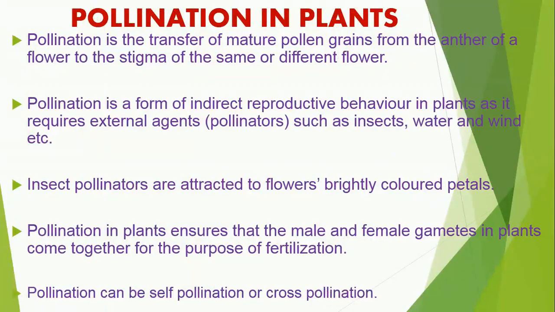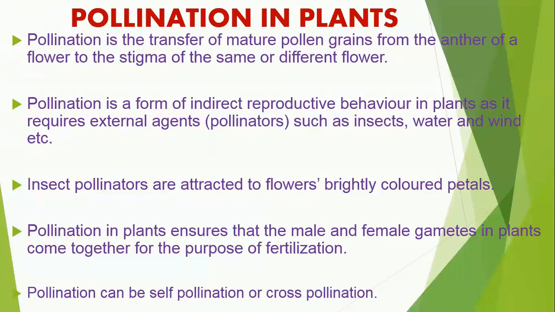Now let's look at this, pollination in plants. Pollination is the transfer of mature pollen grains from the anther of a flower to the stigma of the same or different flower. It simply means the movement of pollen grains from the male part of a flower to the stigma, which is the female part of a flower, in order for fertilization to take place.